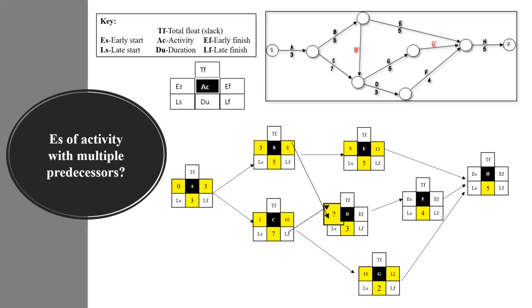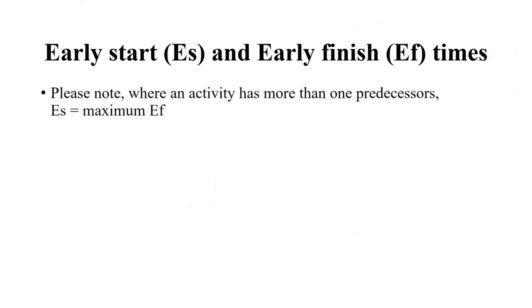Now, what do we do when we have early start of activities with multiple predecessors? For example, this one, D. D has 2 predecessors, B and C. Let's find out how we determine the early start of such an activity. Early start of an activity with more than 1 predecessor is really easy to calculate. It's equal to the maximum early finish, which is the largest value for early finish of any of its predecessors.